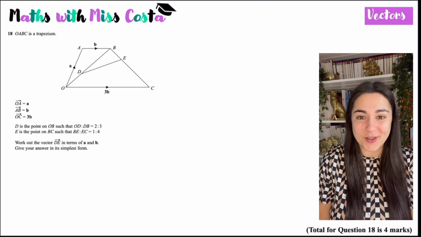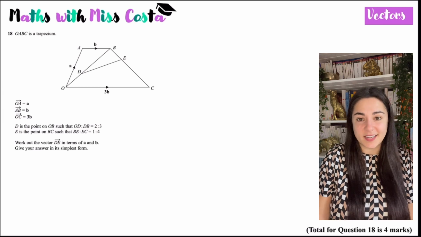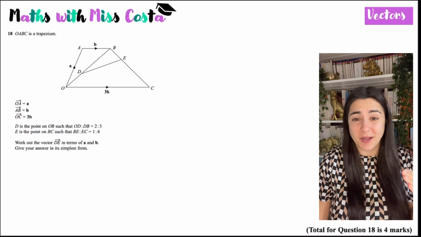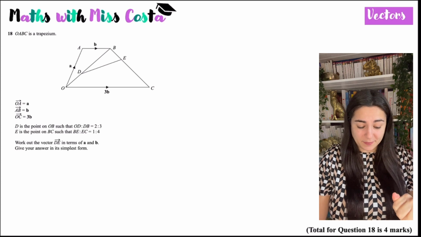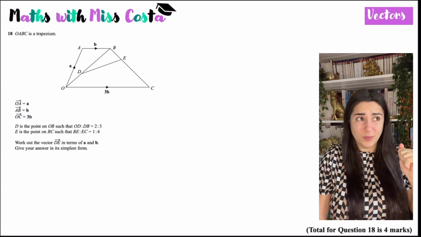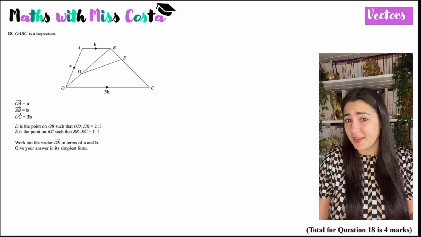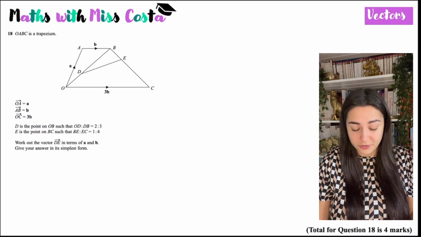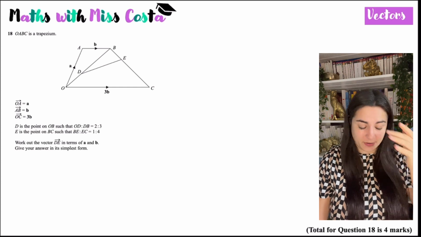Okay, so here we've got a vectors question. Now, the thing that catches most people out with vectors questions isn't actually the vector part, it's the fraction part. So if this question is a bit tricky, I can almost 98% guarantee it's not the vectors that are confusing you, it is the fractions. So really get hot on your fractions, understand them really well.